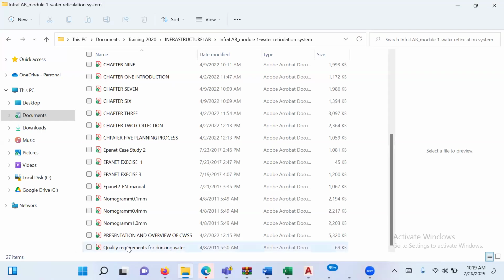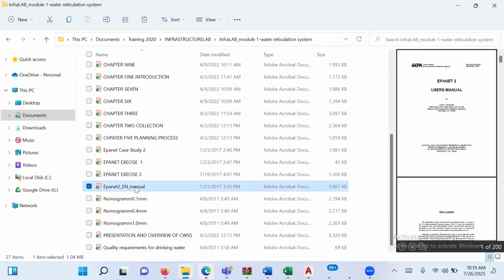Then here you have what I call water quality requirements. Then we have some EPANET exercises. We have the EPANET manual. This manual is for futuristic use. I'm not going to open it, but if you want to go into studying about EPANET, you can do that. There's a whole lot you can do with it.